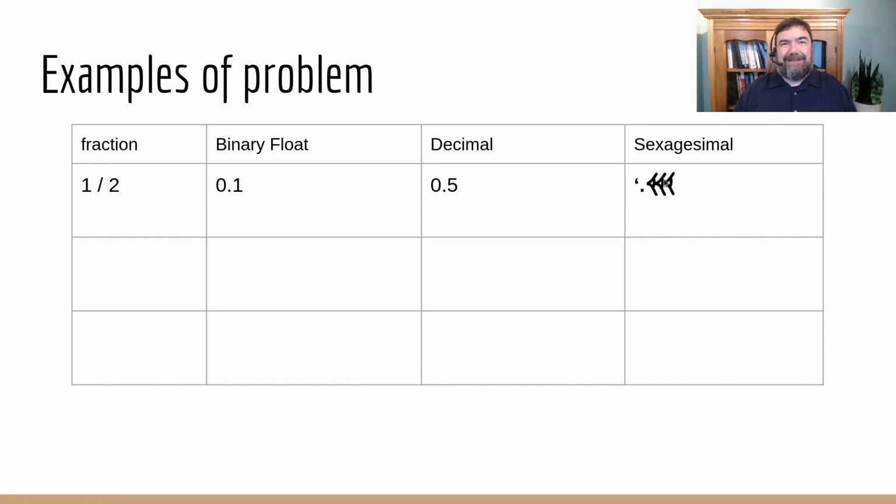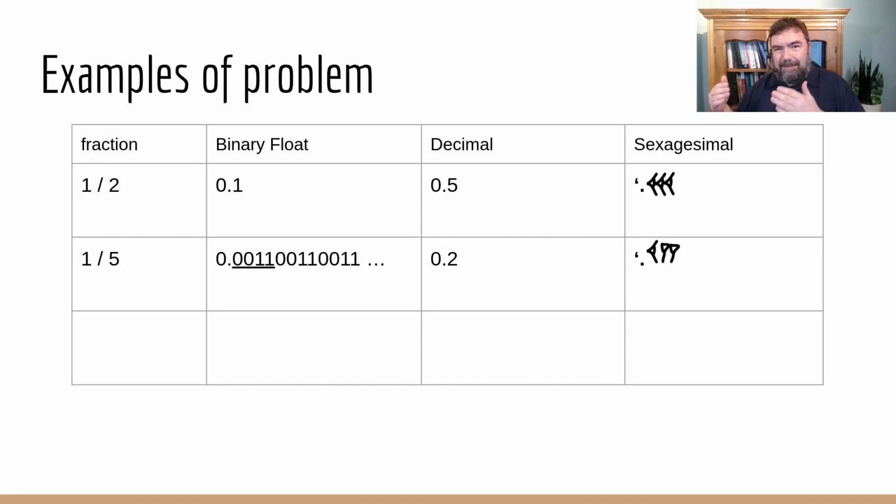But let's take a look at a different fraction. 1 divided by 5. In decimal, that works out to 0.2. But in binary, it comes out to 0.00110011001100. It's a repeating number. It is not possible to store 1/5 in binary.